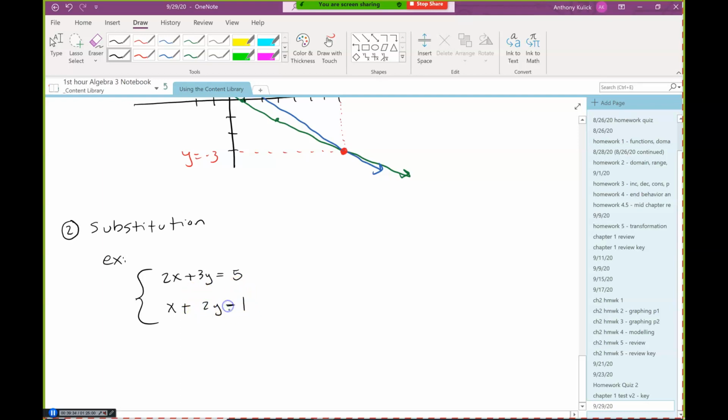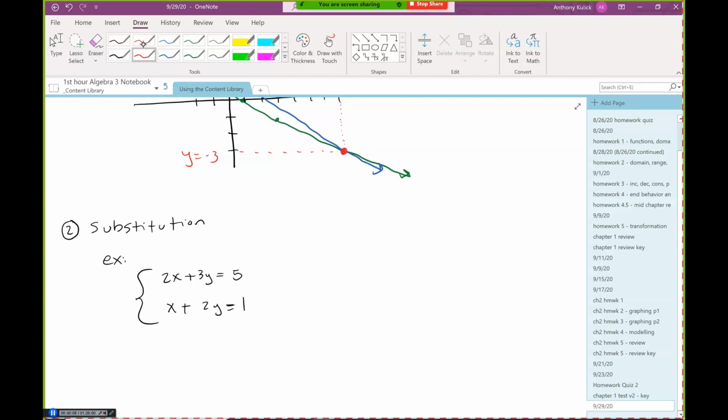So let's take a look at this same system that we've been using. I'm using the same system over and over because we know what the answer is, so we know that we've done things correctly when we're finished. So the idea for substitution is I'm going to pick one of the two equations, and I'm going to pick one of the variables from that equation, and rearrange the equation so that one variable is by itself.